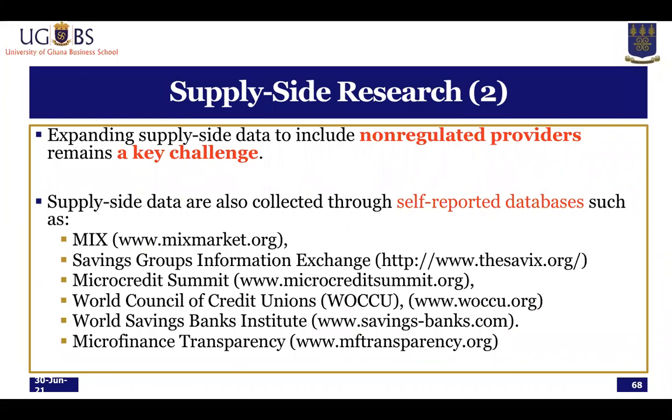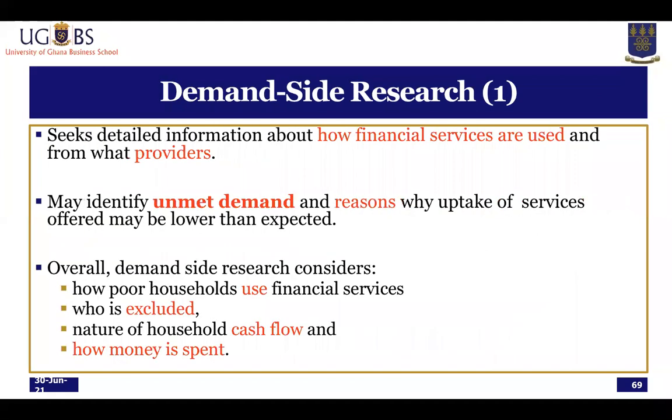So we have mixmarket.org, Savings Group Information Exchange, Microcredit Summit, World Council of Credit Unions, World Savings Banks Institute, Microfinance Transparency. Now, the issue here is that having information on the supply side begins to help you to assess to what extent financial inclusion is being pursued and whether inroads are being made.